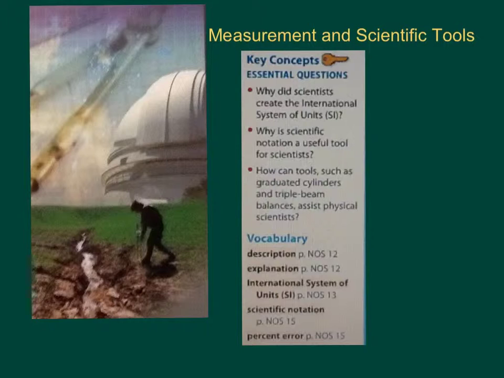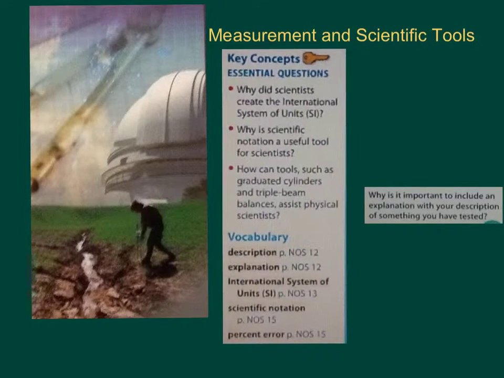The other thing I need you to remember is that we have some vocabulary words that are important in this lesson. You're going to be writing your vocabulary words down in your science journal. And once we come across them in this lesson, you're going to go ahead and write the definitions next to them. So you'll have description, explanation, International System of Units, or SI, scientific notation, and the last one, percent error. Each one of these vocabulary words will be covered in this lesson.